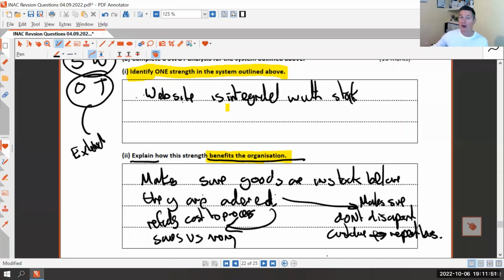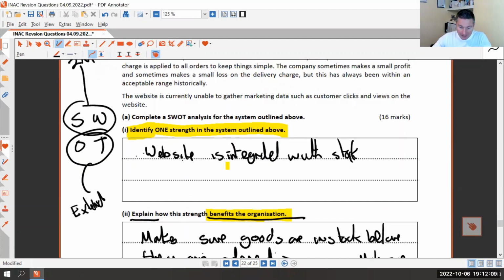So always make sure you're answering the question and you're looking at the subject for the question, which is normally the company, not the employees or the customers in some cases. So always take it to the nth degree. Cool. So that's strength. You can see where we're going to go with this. Let's look at a weakness.